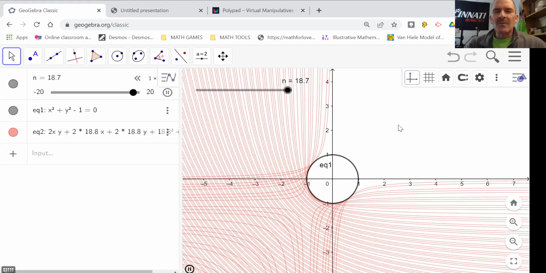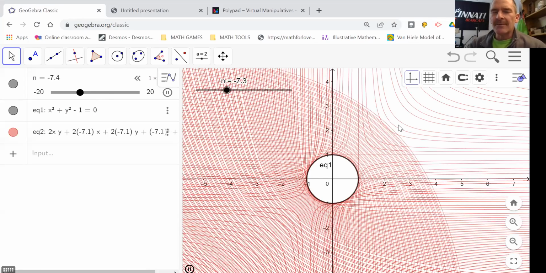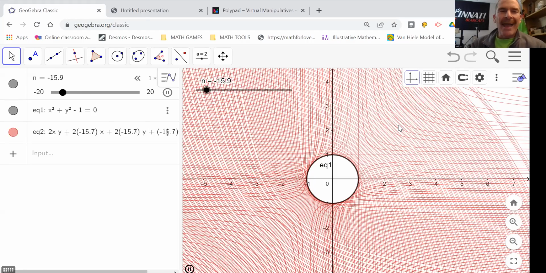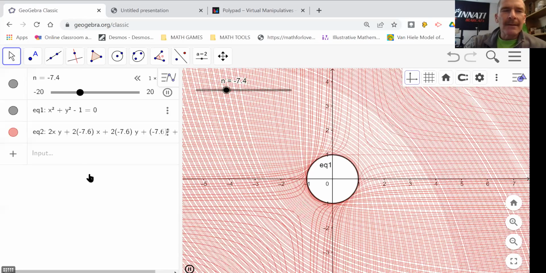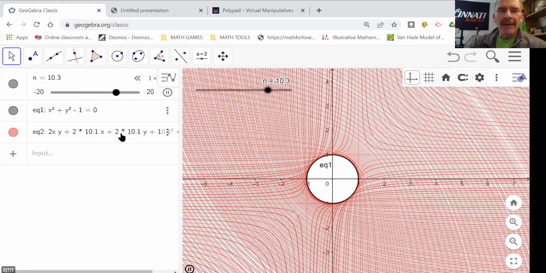So when you complete the square for a circle, you get all of these different hyperbolas. Some of them are tangent to the circle, but as I animate that coefficient, the 2n and the 2n, as I animate that, well, I got time.